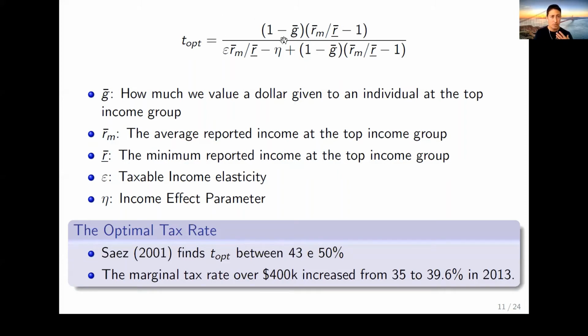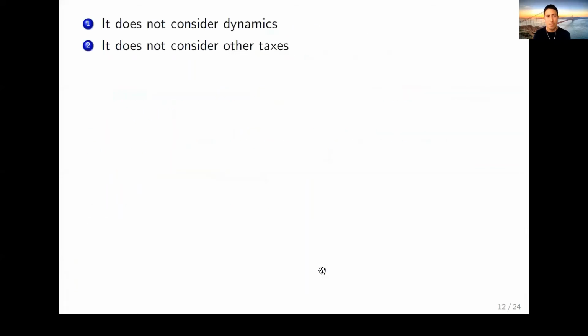So applying this formula to the US using US data, Emmanuel Saez finds that the optimal top income tax rate should fall between 43 and 50%, depending on how much you value these rich people, right? And the marginal tax rate over $400,000 increased after this paper from 35% to 39.6% in 2013. So this is a cool case in which I think economic theory and data have influenced policy in the US in recent years.